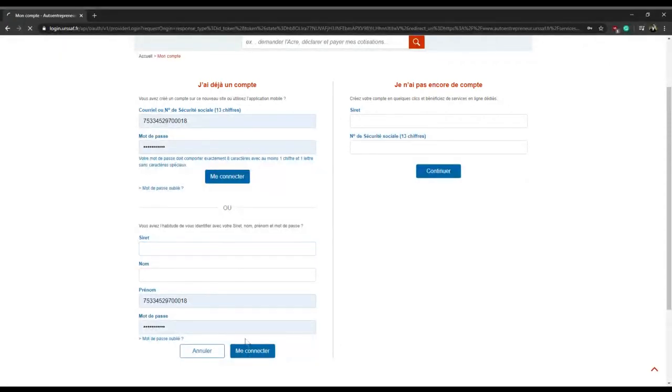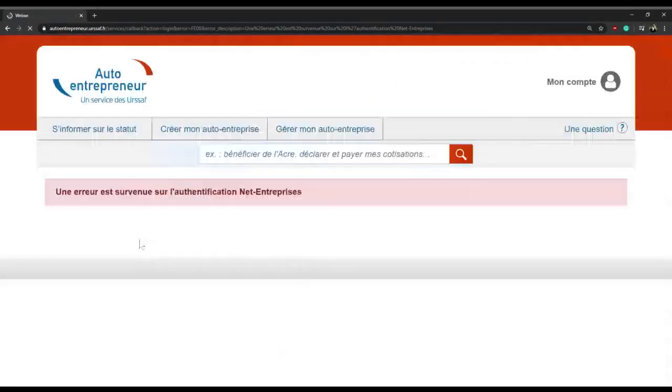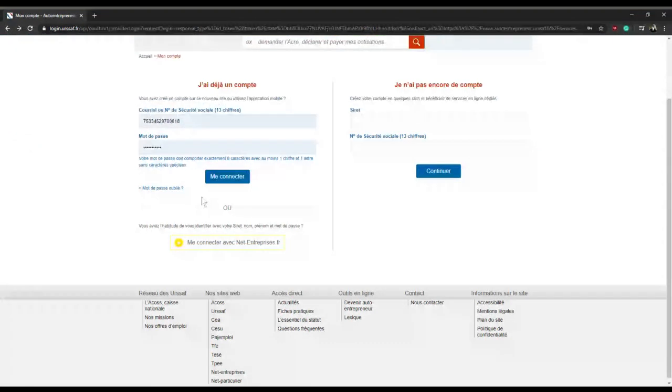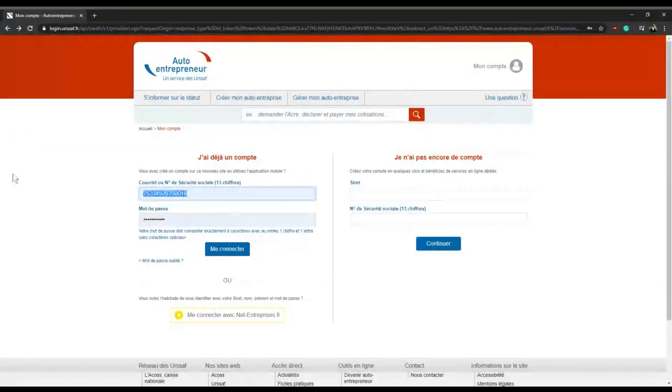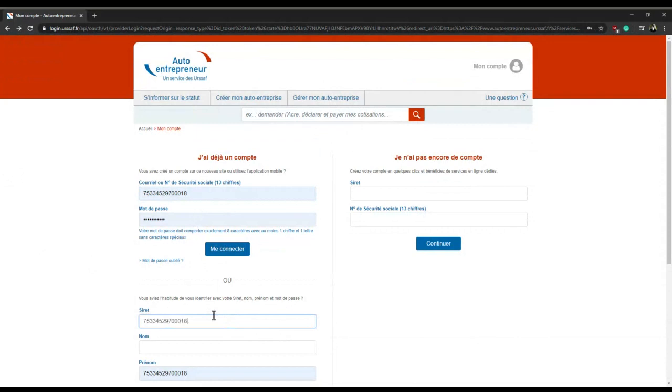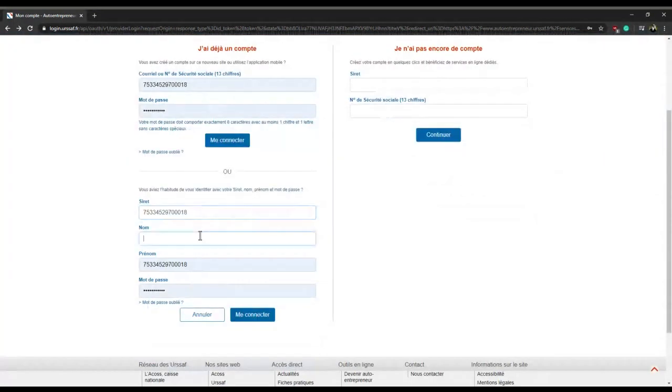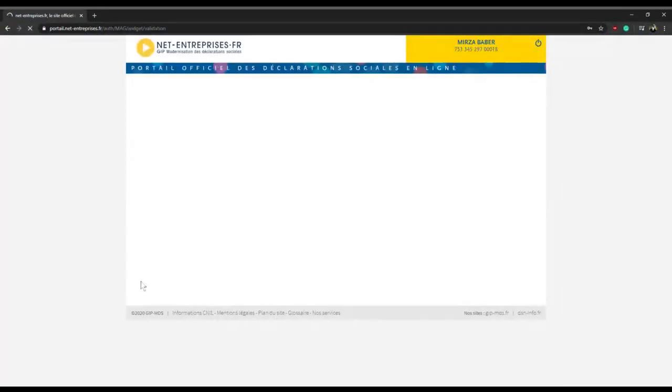What's this? It's already here, but that's not my password. No. I have to take out my Siret number. I just wanted to show you. Okay, copy paste. Excuse me.